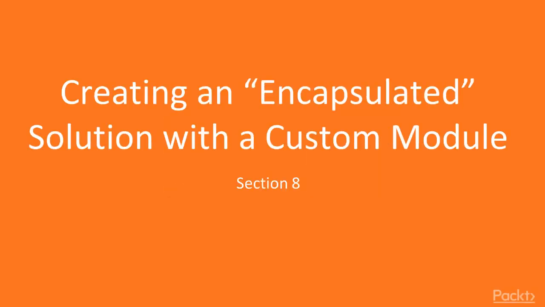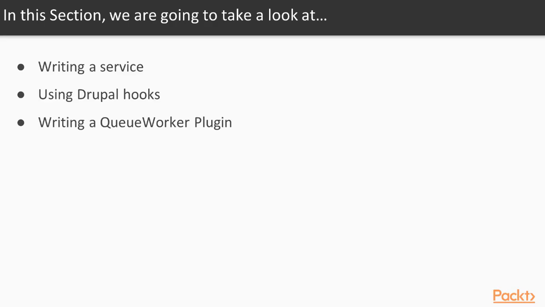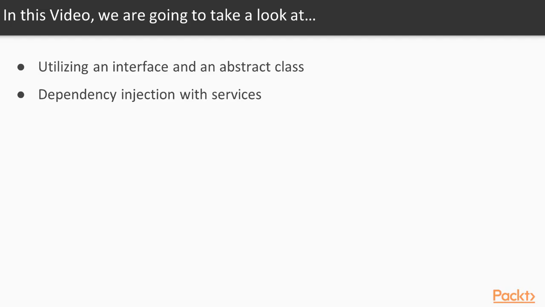In this section, we are going to create more useful code. We will cover writing a service to provide reusable functionality, using Drupal hooks, and writing a queue worker plugin. In this video, we will look at utilizing an interface and an abstract class, and dependency injection with services.